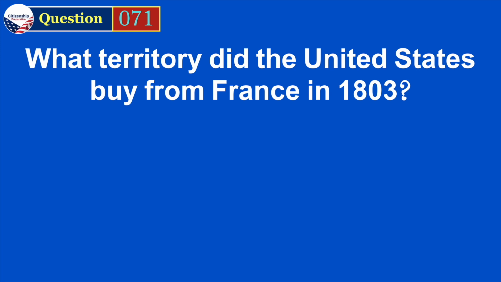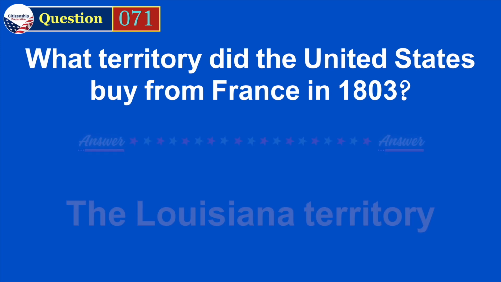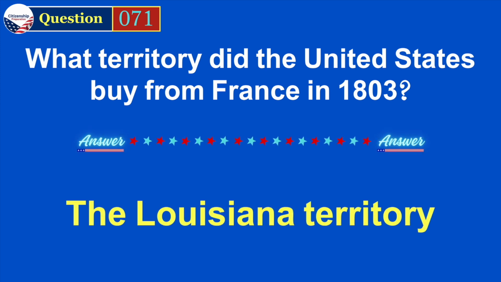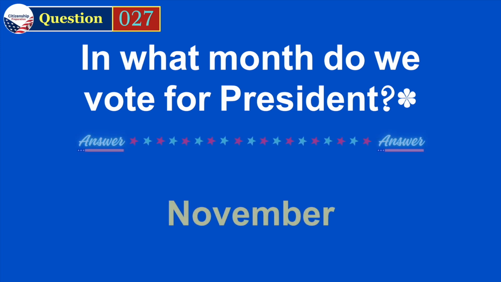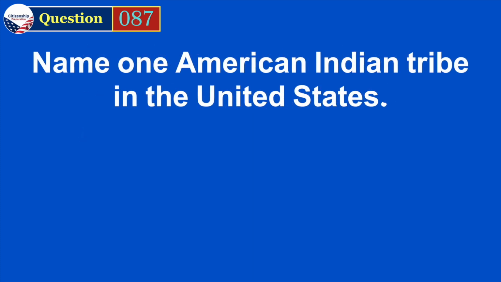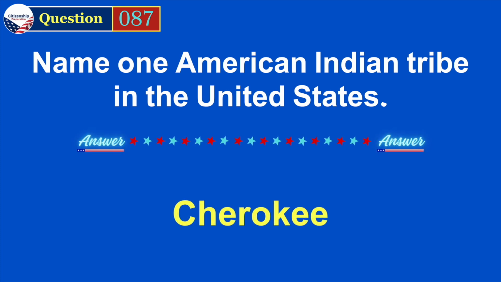What territory did the United States buy from France in 1803? The Louisiana Territory. In what month do we vote for president? November. Name one American Indian tribe in the United States. Cherokee.